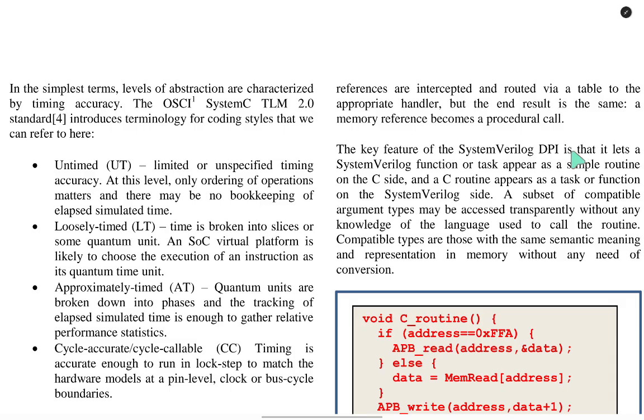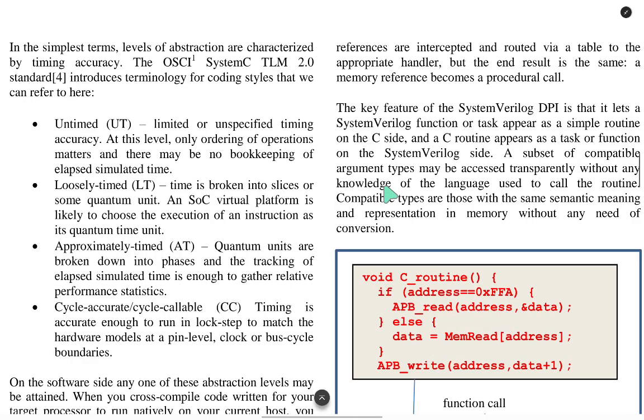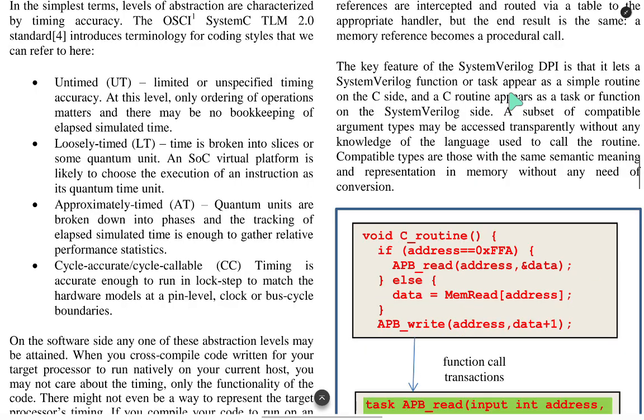The key feature of the SystemVerilog DPI is that it lets a SystemVerilog function or task appear as a simple routine on the C side, and a C routine appear as a task or function on the SystemVerilog side. A subset of compatible argument types may be accessed transparently without any knowledge of the language used to call the routine. Compatible types are those with the same semantic meaning and representation in memory without any need of conversion.